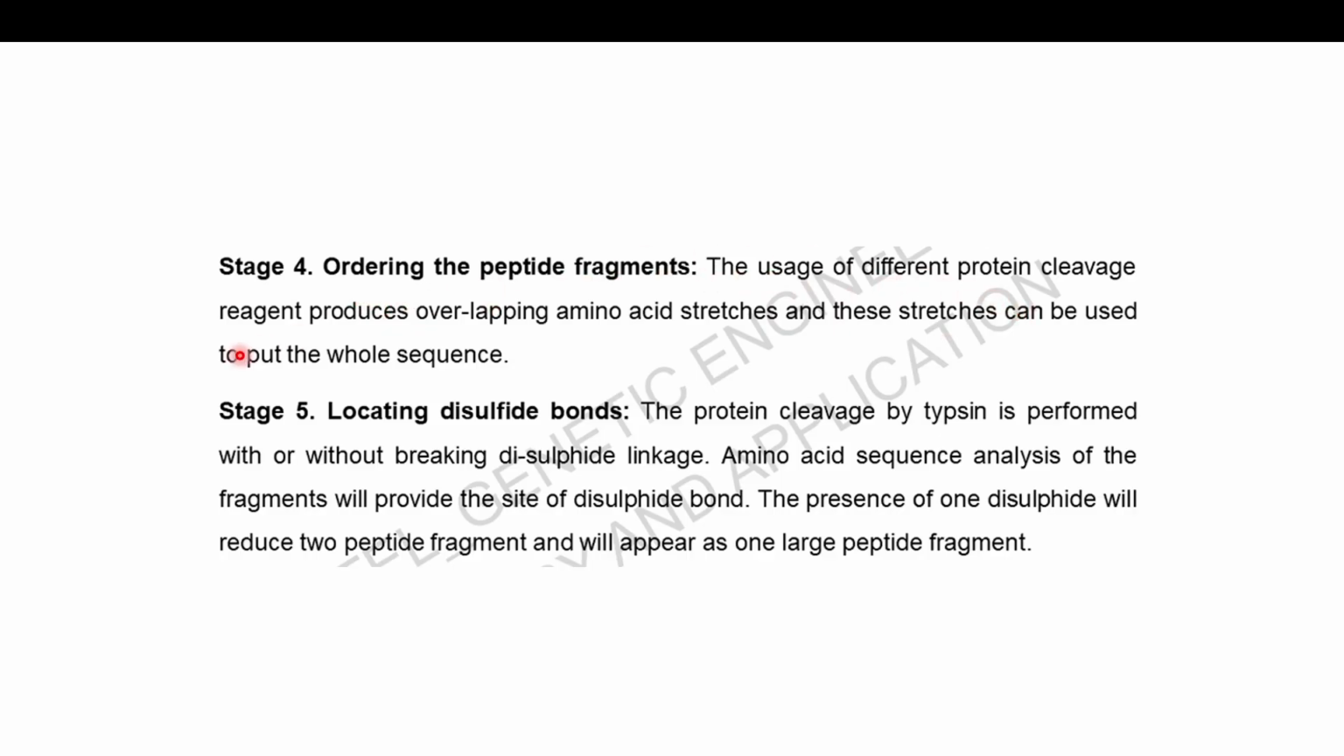Then there is ordering the peptide fragments. The usage of different protein cleavage reagents produces overlapping amino acid stretches, the same thing that we were talking about, and these stretches can be used to put together the whole sequence. One can also locate the disulfide bonds. Protein cleavage by trypsin is performed with or without breaking the disulfide linkage, and then one does the amino acid sequence analysis of the fragments to provide the site of the disulfide bond. The presence of one disulfide will reduce two peptide fragments and will appear as one large peptide fragment.